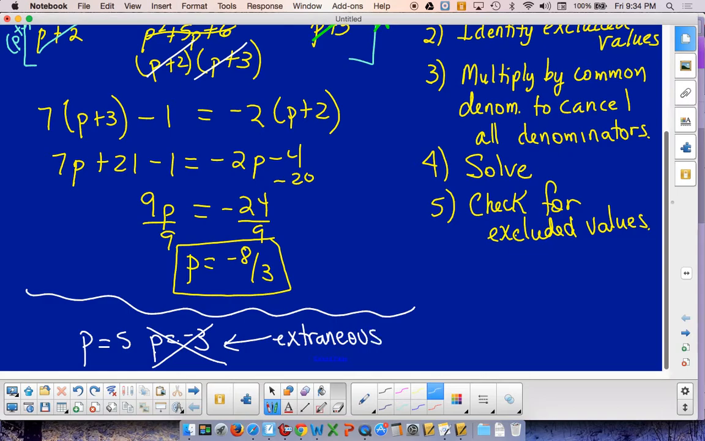It works, but it's not a possible value. So while it actually does work in the equation, it is not effective because it makes us have an undefined value. So that's solving equations. You've done that a lot, so I'm not expecting that to be a whole lot of trouble.